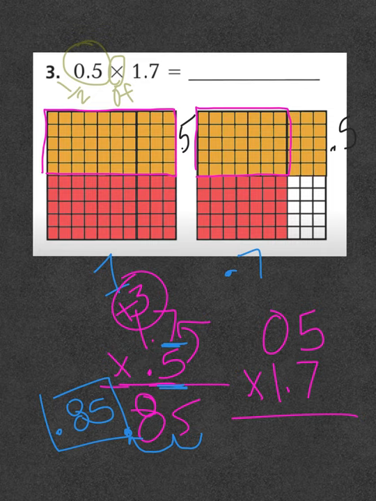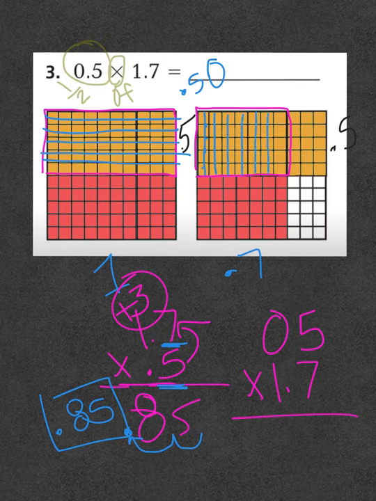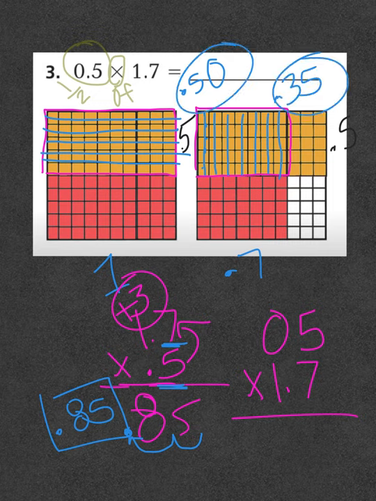So my model should show that. So let's see. Let's go this way for tenths. 10, 20, 30, 40, 50. So there is 50 hundredths there, or 5 tenths. And on the right side, I have 1, 2, 3, 4, 5. So I can just count by fives, right? There's 5, 10, 15, 20, 25, 30, 35. So I have 35 hundredths there. So I have 50 hundredths on the left side and 35 hundredths on the right side.